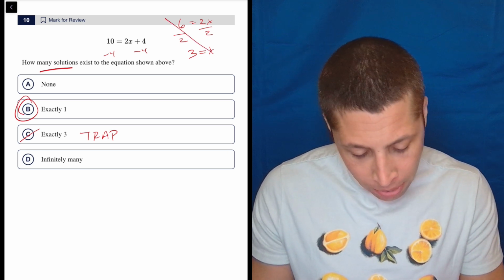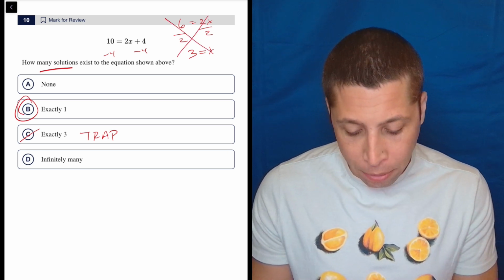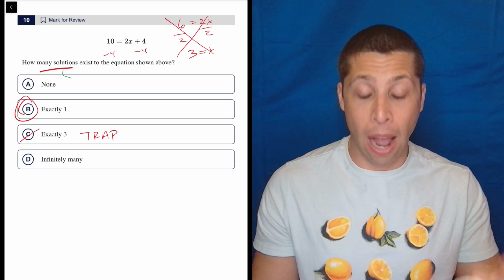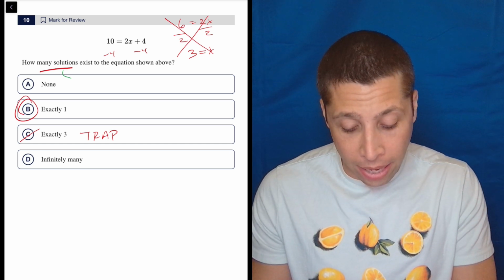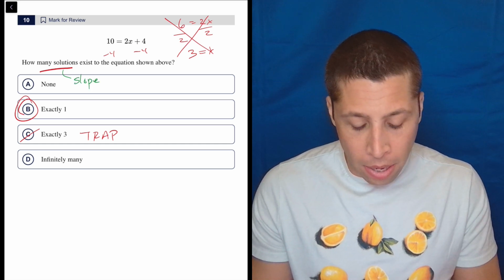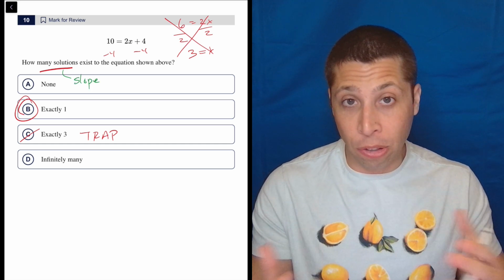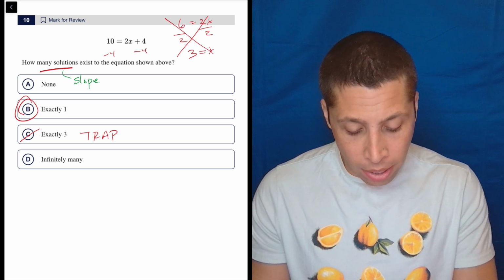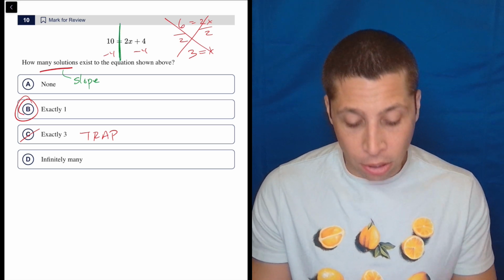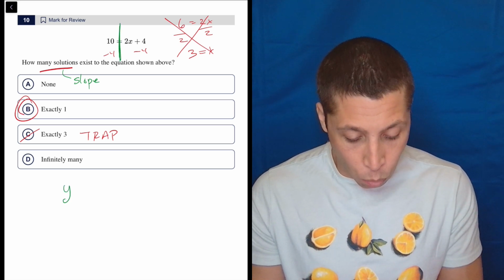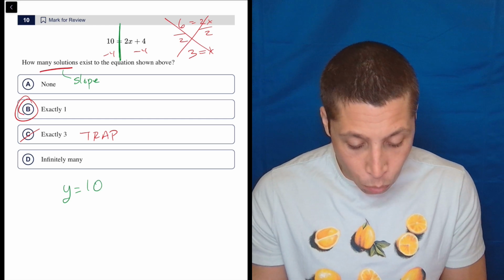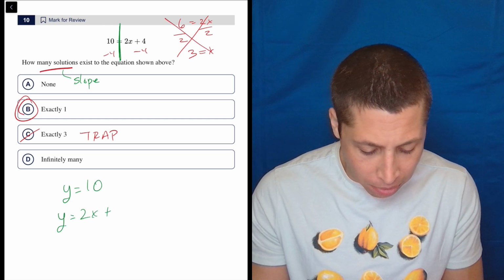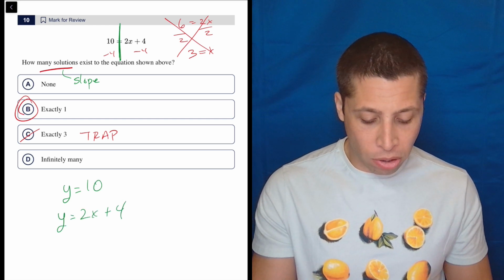So to be clear, I would have used a different method because anytime they talk about number of solutions, I'm figuring out something about the lines here. It's a line, and so I'm thinking about slope. Specifically, whether the slopes are the same or different. Now here, I'm going to split this thing into two equations. And I'm going to have a y equals 10 and y equals 2x plus 4. And I'm going to compare the slopes.